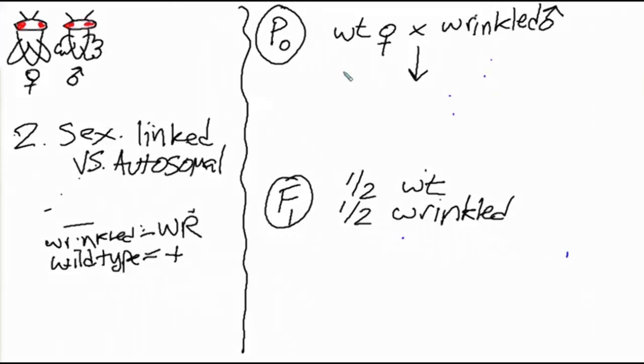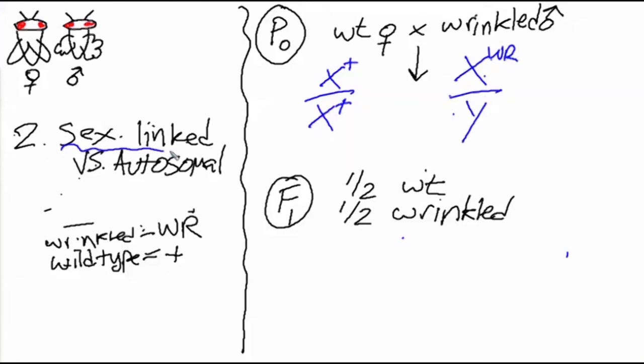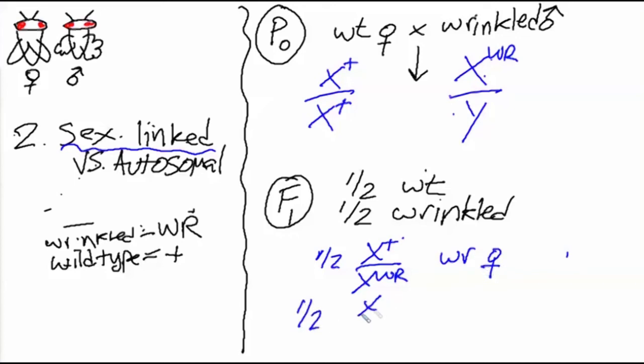In the F1 generation, the wild-type females would be X plus over X plus. The wrinkled males would be X wrinkled over Y. And the F1s then would be 1/2 X plus over X wrinkled. These would be wrinkled females, and 1/2 X plus over Y. These would be wild-type males. So the data we have is consistent with this hypothesis that the wrinkled trait is being inherited in a dominant sex-linked fashion, but it requires that all of the wrinkled flies in the F1 generation be female.